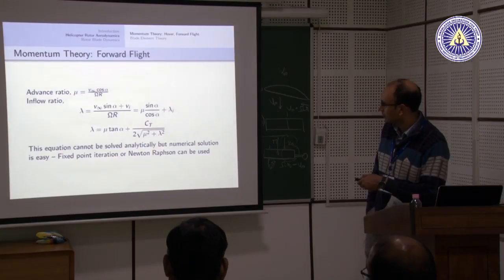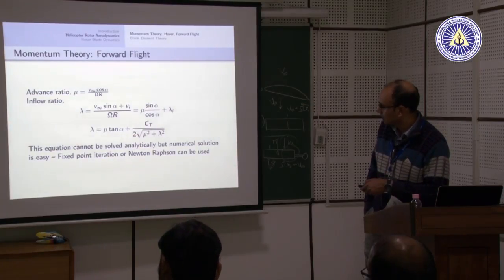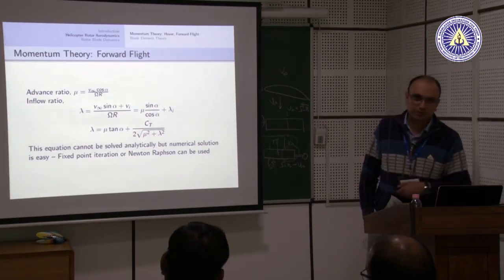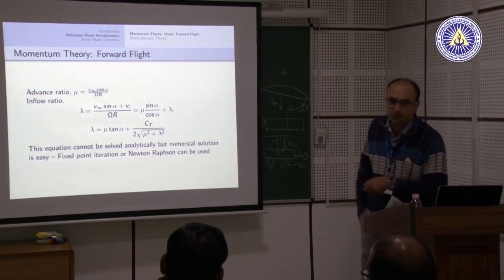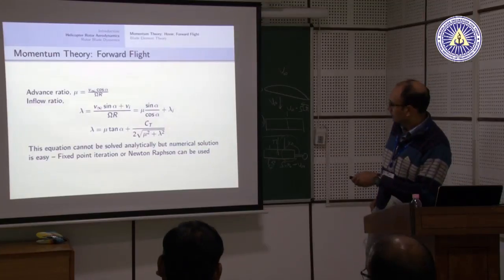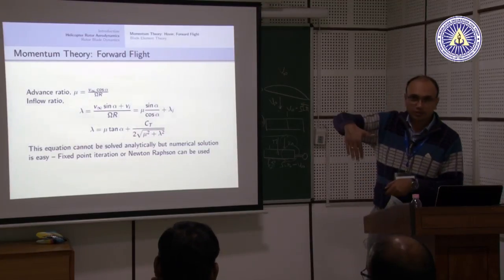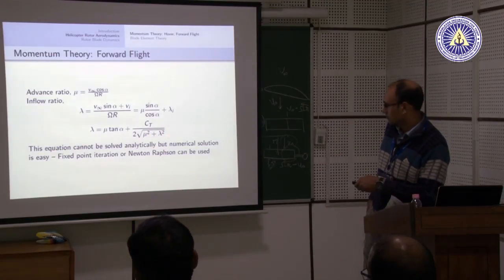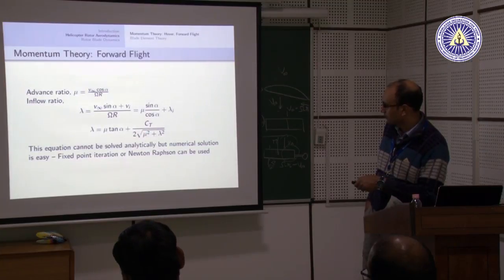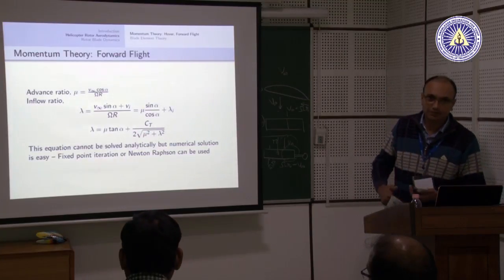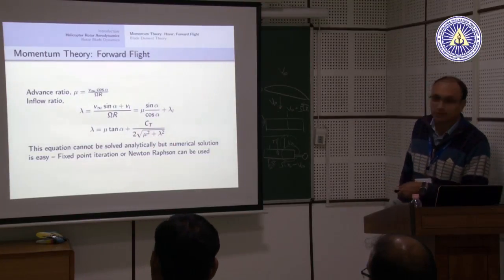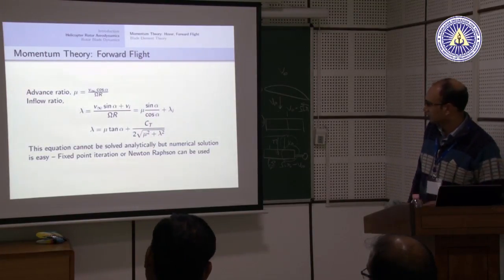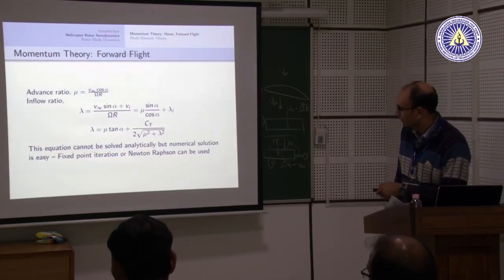So, this lambda i turns out to be Ct by 2 square root of mu square plus lambda square. This mu square plus lambda square comes because it gives you the resultant velocity. You have your induced velocity from the rotor at some angle, and the forward speed V infinity is at a different angle from that. So, to find the vector sum of that, you end up with mu square plus lambda square. I have skipped all the derivation, but this is what we end up getting.